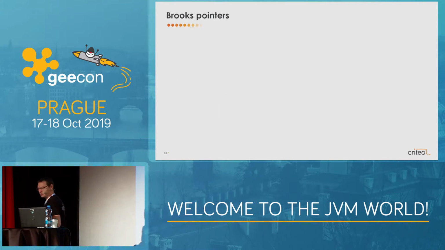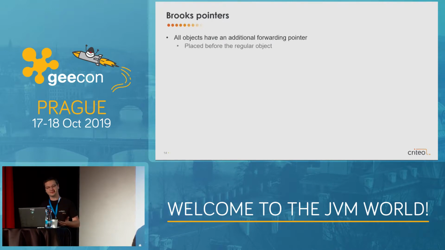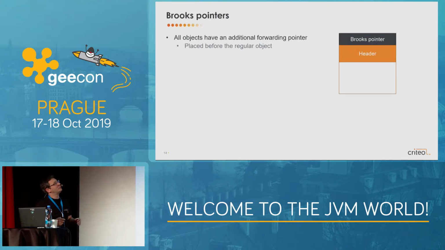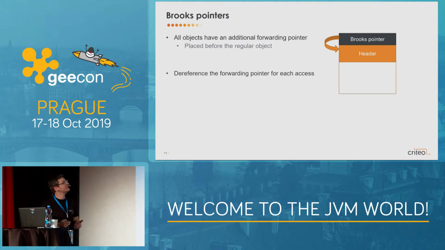What about the Brooks pointer? So in a JVM, all objects will have an additional forward pointer. It's placed before the regular object. So we have a regular object with a header, and we place the Brooks pointer on top of it, basically, before it in the addressing space. And each time we need to access this object, we need to dereference the Brooks pointer to get to the real object.